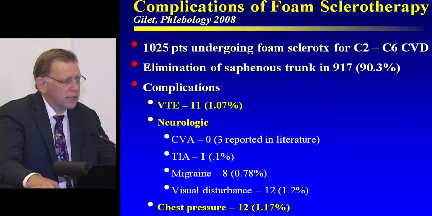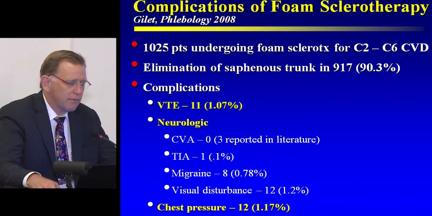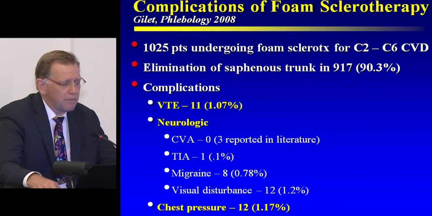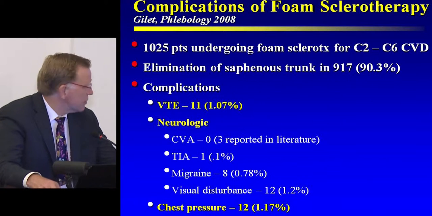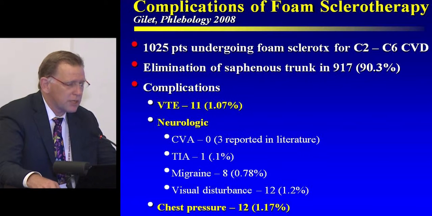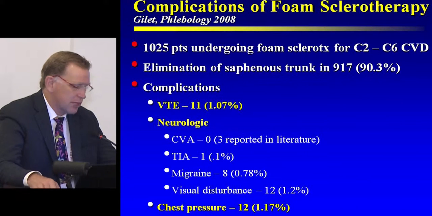Probably the best series looking at the complications of ultrasound-guided foam sclerotherapy is this one from France. Over 1,000 patients were followed prospectively. They showed very good results as far as elimination of reflux, and complications were rare. About a 1% incidence of venous thromboembolic complications, about a 2% incidence of neurologic complications. No strokes in this series, although 3 have been reported in the literature, 1 TIA, 8 migraines, and 12 visual disturbances, and about a 1% incidence of chest pressure.